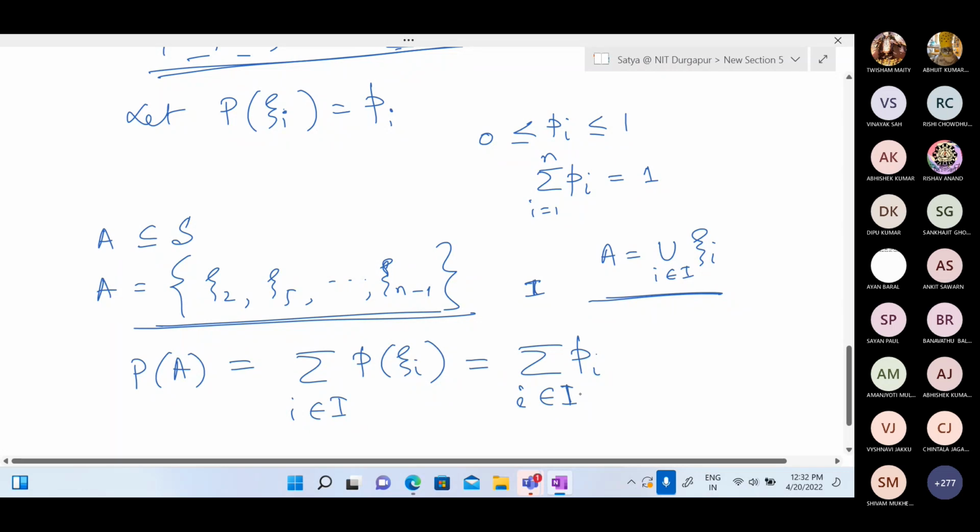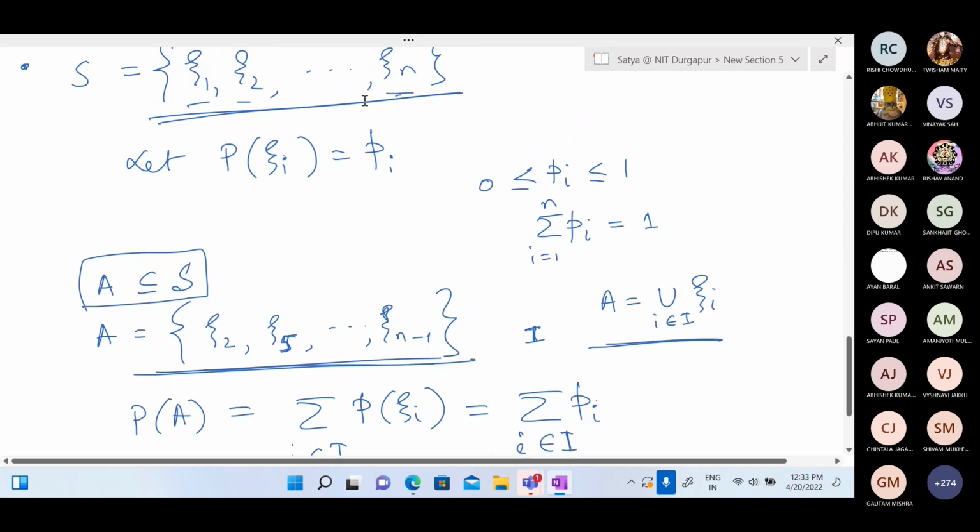If some students don't get it, don't worry, because it is not very difficult. Here I have taken A as a subset of S. I have written it randomly, it may be zeta 2, zeta 5, or 3. I am just taking some example subset of S, and S is actually the whole set zeta 1, zeta 2, up to zeta n.